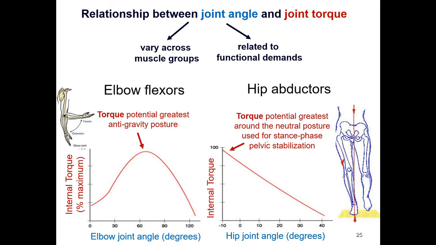If we alternatively look at the hip torques that are produced as a function of hip angle, we see a very different relationship. Here, the greatest potential for torque generation occurs around a neutral hip posture. This posture is adopted in the stance phase of gait, when large abduction torques are required for pelvic stabilization. As we will discuss shortly, it's important to realize that we're talking about joint torques on this slide, and not muscle forces. This means that the values that we're seeing in these graphs are not only due to the active forces generated by the elbow flexors and hip abductors, respectively, they're also non-trivially determined by the effects of muscle moment arms.